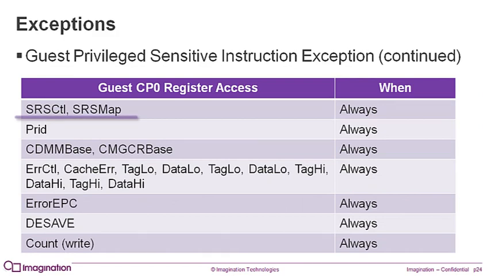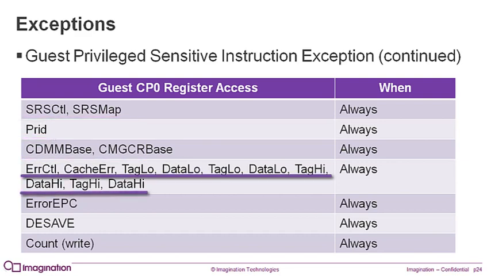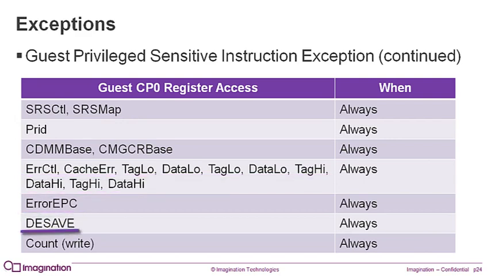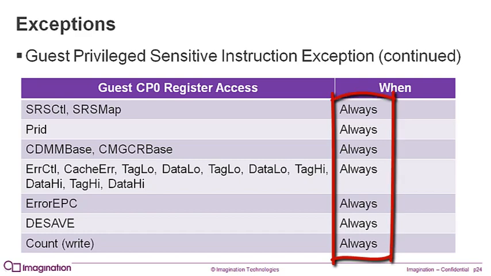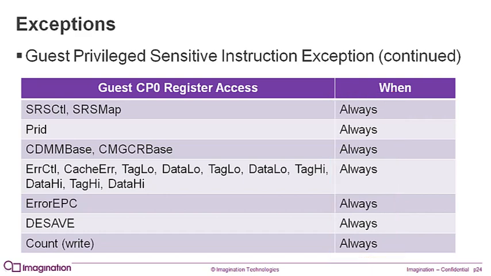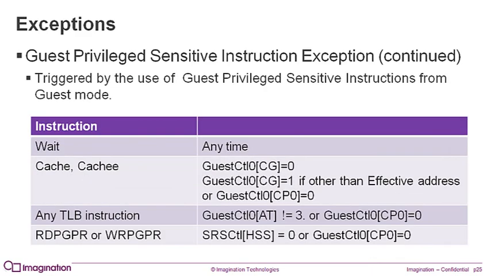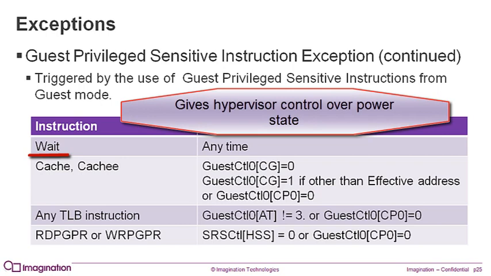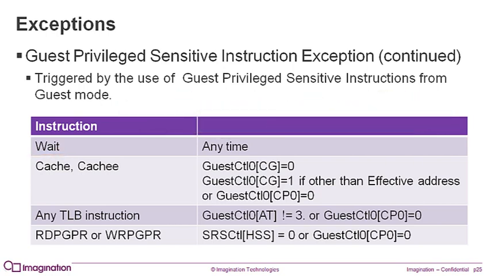Accesses to the registers that control the shadow register sets, processor identification, common device memory map, cache, error exceptions, and debug exceptions save registers will always cause a guest privilege sensitive instruction exception to the hypervisor. A wait instruction will always cause an exception to give the hypervisor control over the power state of the core.